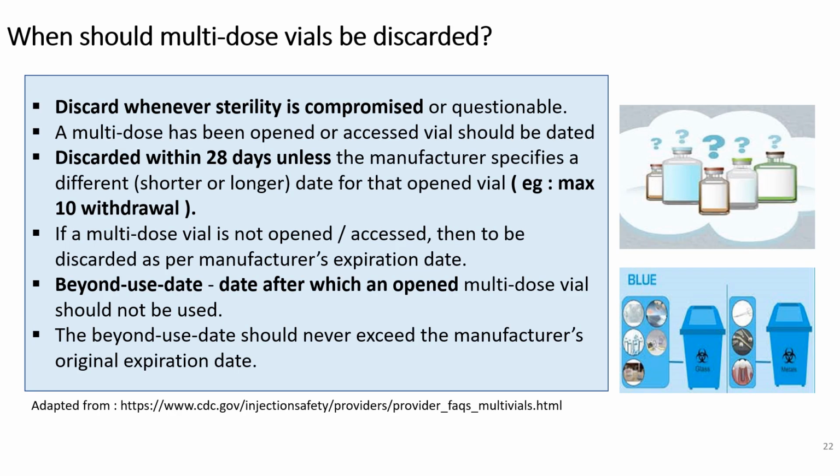When should it be discarded? Discard whenever the sterility is compromised, or it has been opened or accessed. Discarding should be done within 28 days unless the manufacturer specifies a different date. Maximum it should be 10 withdrawals. If a multi-dose vial is opened, then it should be discarded as per the manufacturer's expiration date, or the beyond use date, or the date after which an opened multi-dose vial should not be used.